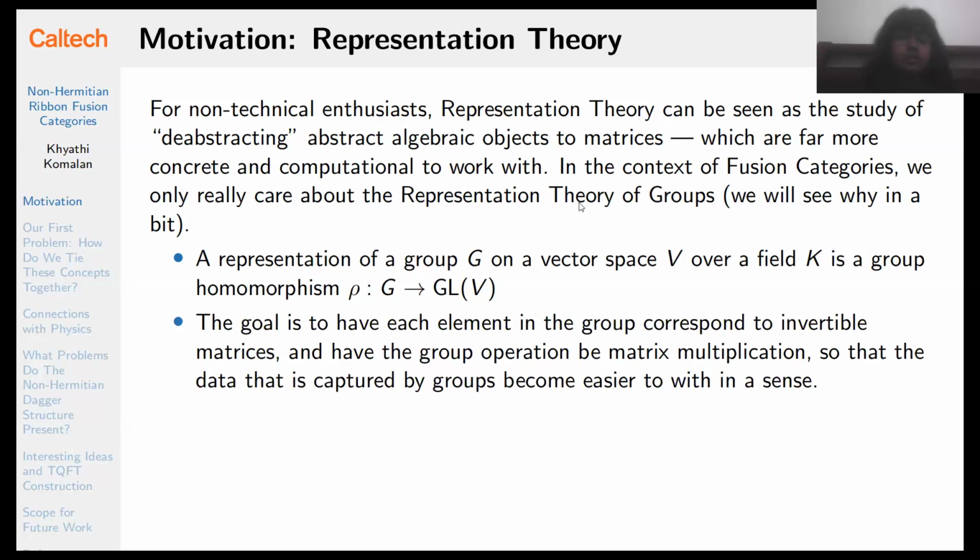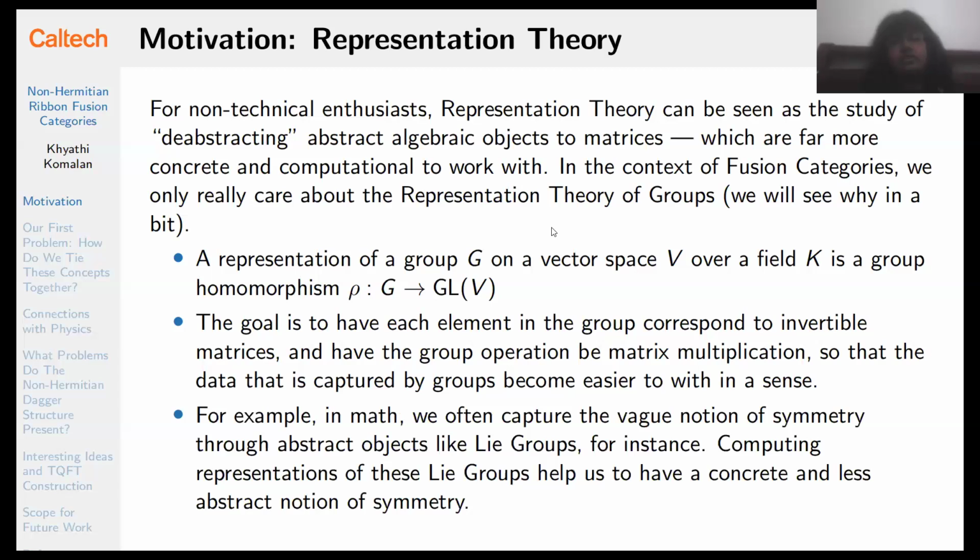So the goal, when you define a representation in such a way, is that each element in the group would correspond to invertible matrices, and the group operation would be matrix multiplication. So now the data is in terms of matrices, and you have something more computational to work with. So it's not as abstract as it was before, and therefore becomes a little bit more concrete. One example is that in math, we often capture a lot of abstract symmetry using Lie groups, and you can compute the representations of the Lie groups, and that gives you a more concrete notion of symmetry.